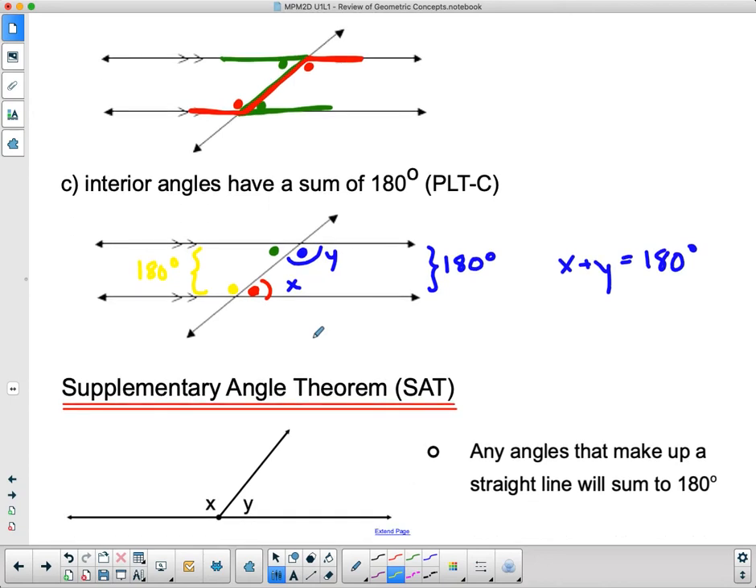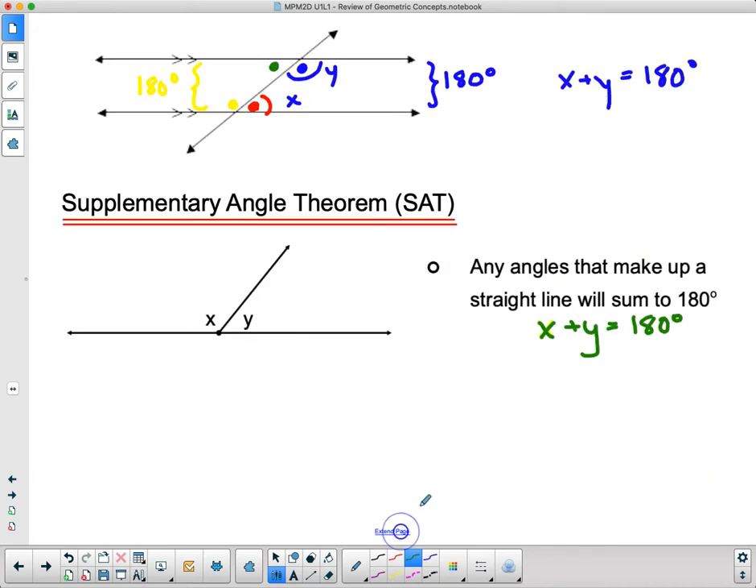Now, the supplementary angle theorem, I already sort of alluded to this when we were talking about the exterior angle theorem. Anytime you have a straight line, anything coming off of it, any angles that make up this straight line are going to add to 180 degrees. So in this case, we have x, let's not use the yellow anymore, x plus y equals 180 degrees.